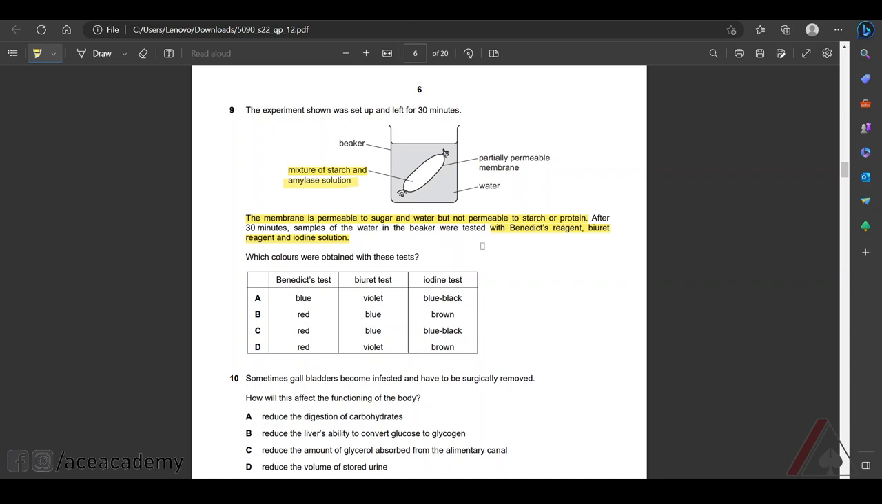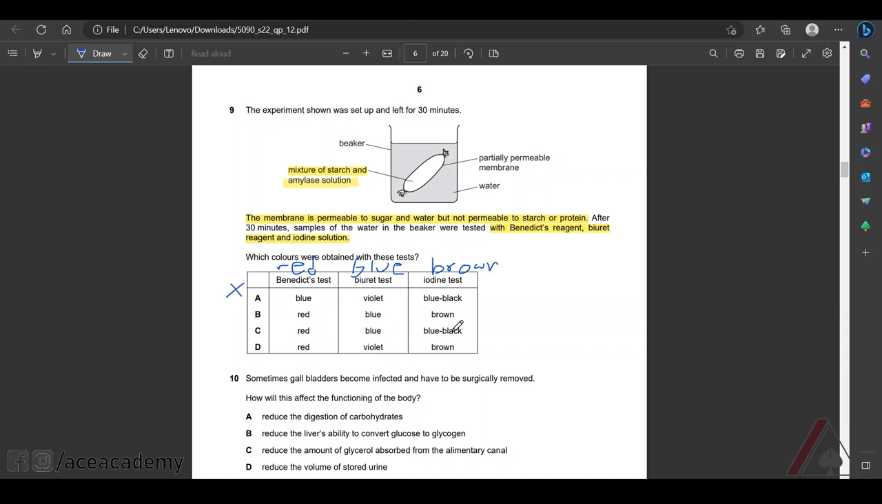So the only positive test we'll get is for Benedict's test. And for our final results, Benedict's reagent will turn red. And biuret test will remain blue. And the iodine test remains brown. Now, do we have any of the options? Do we have the same matching results? Option A, no. Benedict's test is blue. Option A is immediately ruled out.